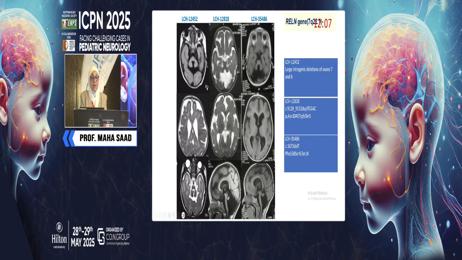We can see this is the reelin gene. Most of these cases we are diagnosing with targeted sequencing because they could be easily diagnosed by neuroimaging. We can see that lissencephaly is most prominent anterior. Lissencephaly is always, we can see that it is most affected anterior and then posterior. But here it is more anterior than posterior, with a very thin brainstem and cerebellum.